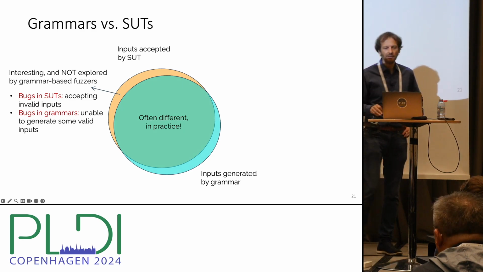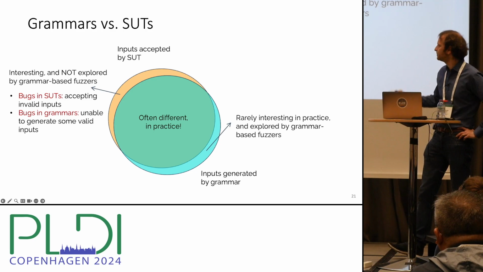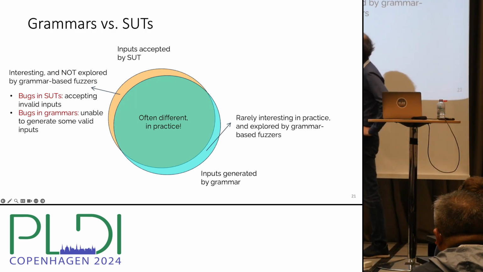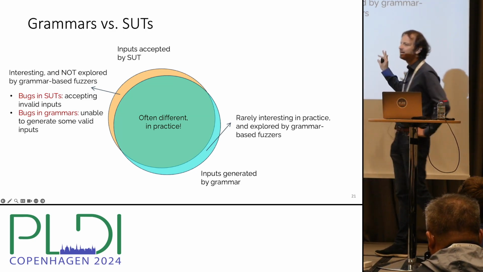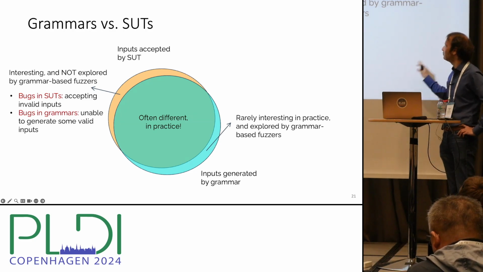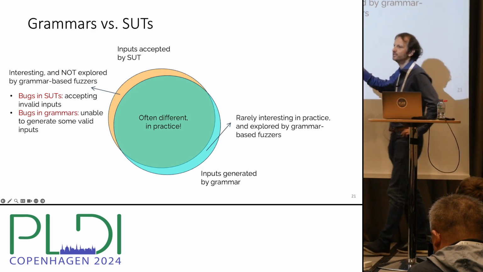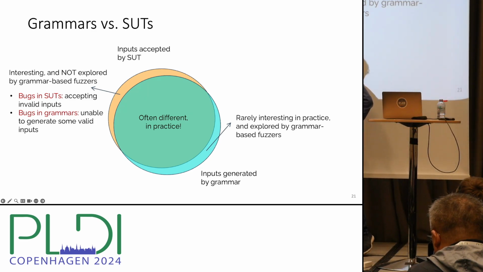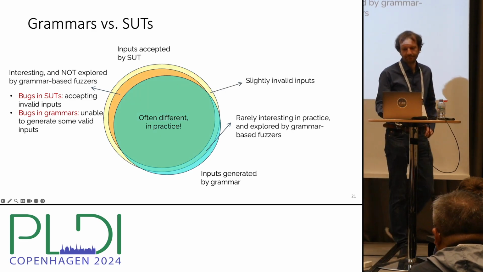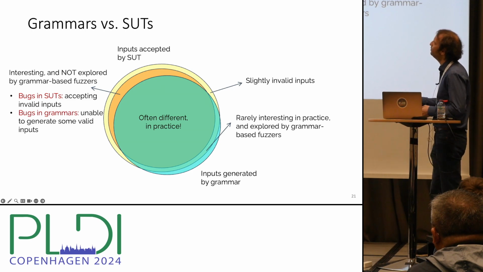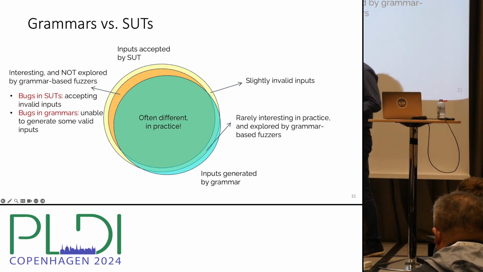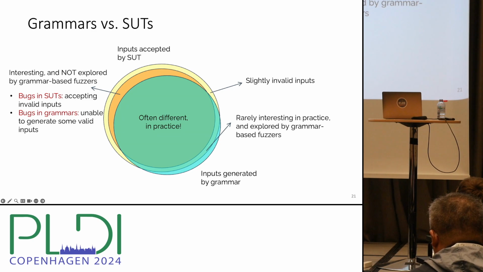Now, we also have this bottom right corner where essentially these are inputs generated by the grammar which are not accepted by the SUT. These are less interesting in practice. I won't go into detail, but perhaps the more important thing is that these are already generated by grammar-based testing because they can be generated by the grammar. And then you also have these slightly invalid inputs, right? Which you really would like to explore because many of the bugs are there. That's quite an interesting point, and it's not very easy to formalize this.